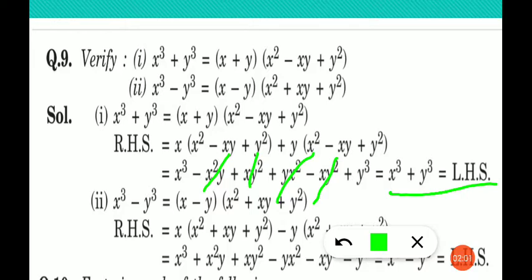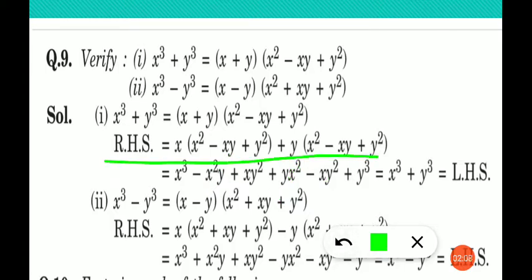Understood? You just have to multiply the RHS, and on multiplication you will directly reach the LHS. I hope this one is clear to you, and the second part you can do on your own. Got it, students?